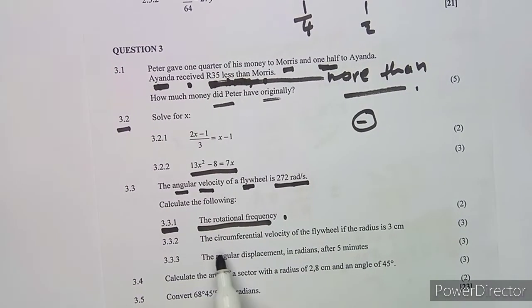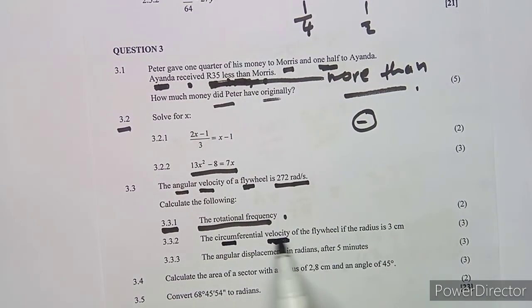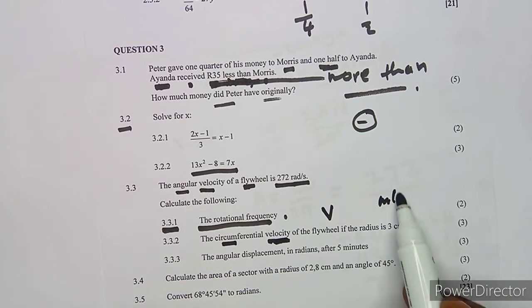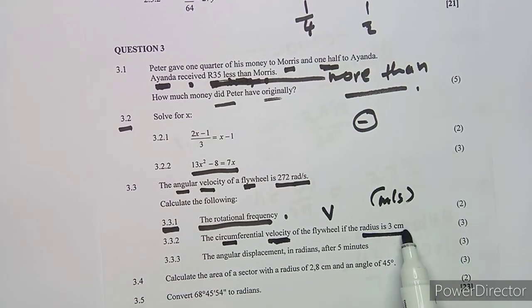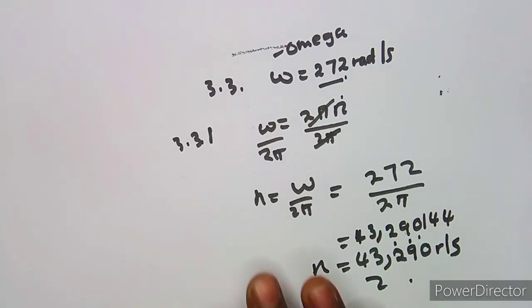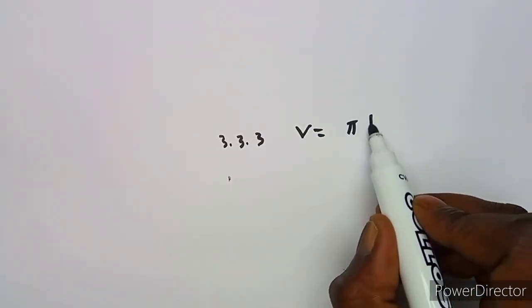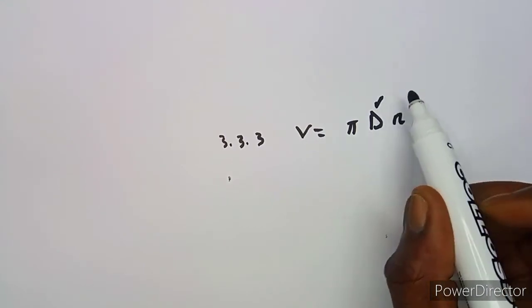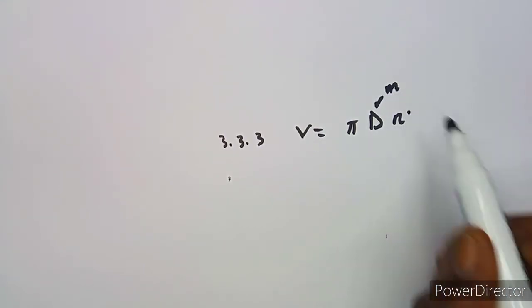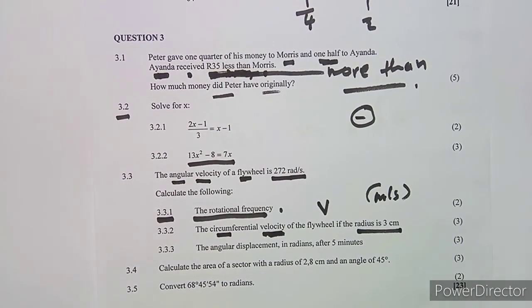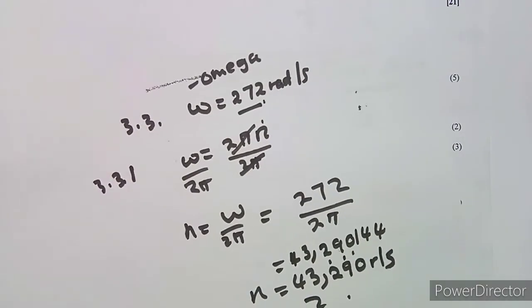All right, then the circumferential velocity, this is the actual velocity, which is actually measured in meters per second, but we are given the radius here. So we know that the circumferential velocity is given by the formula v is equivalent to pi dn, where d is the diameter in meters, and n is our rotational frequency in revs per second. Okay, we've got our n here.